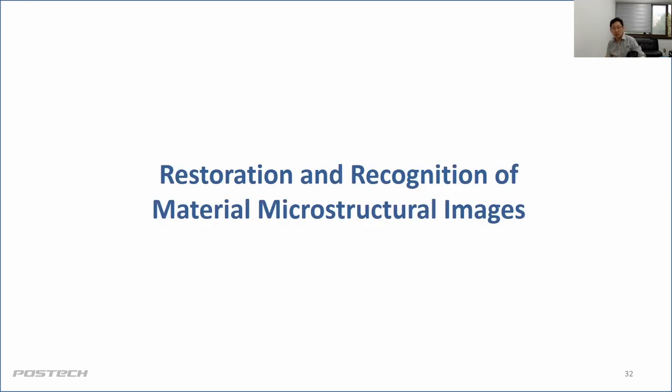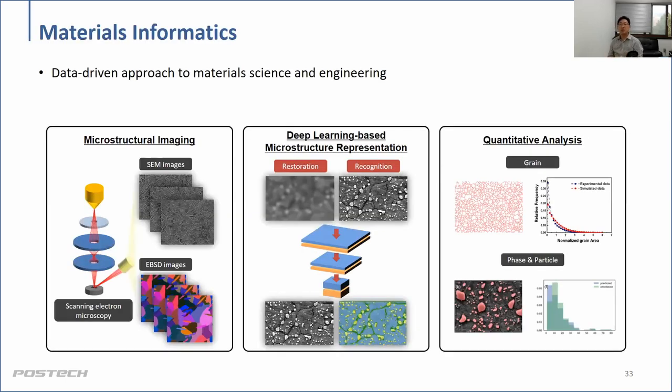The second topic that I want to discuss, I'm going to change gears to a totally different topic. In this case it is material microstructure images. In the material case, in order to understand mechanical and thermal properties, the typical way is that we take a picture of the material surface. We call it a microstructure image. It is at very high resolution, so we use scanning electron microscopes and so on.